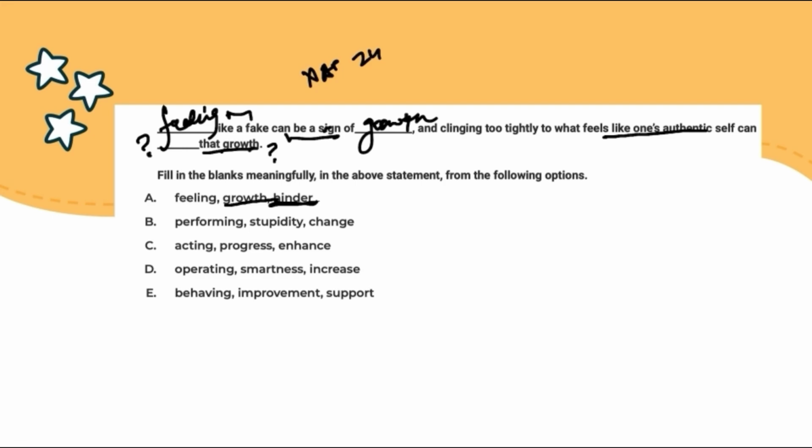Also, it says clinging too tightly to what feels like one's authentic self can. So we are talking in somewhat of a negative connotation. Hence, it could not be "enhance." That does not make a lot of sense. Grammatically it is also not making a lot of sense. So based on all of these things, A becomes the correct option.